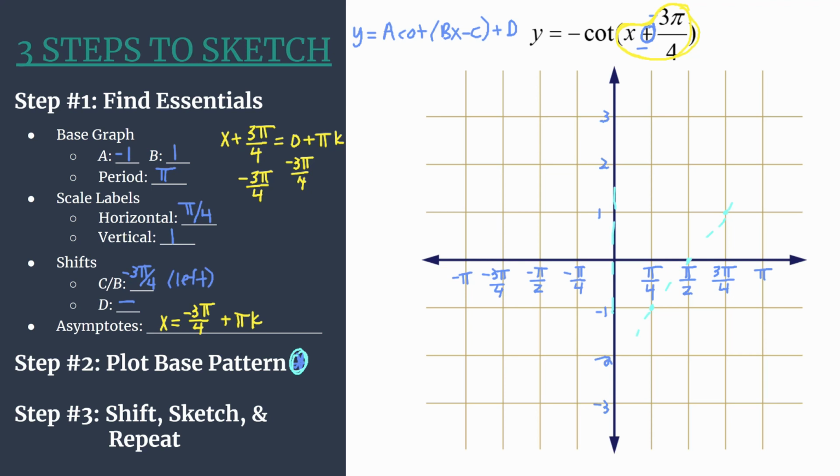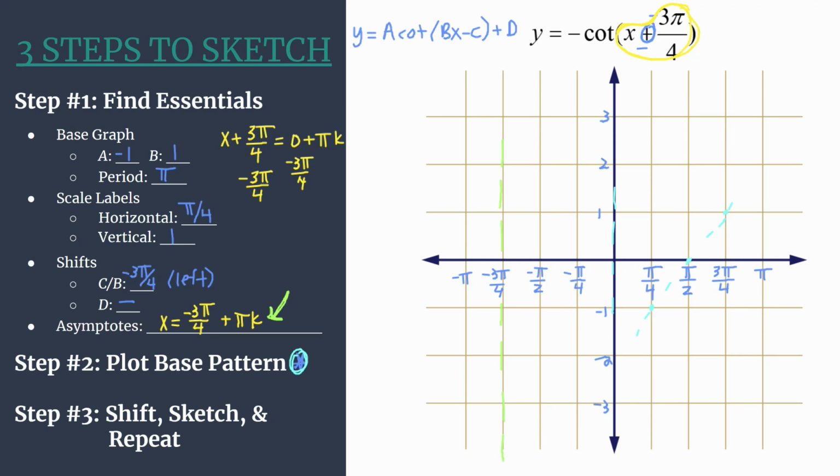So we'll take each of the pieces of our base pattern, and all we have here is a phase shift of left 3 pi over 4. That's 3 horizontal grid units. So move each piece of the base pattern left 3 pi over 4. So move that vertical asymptote left 3 pi over 4, and look, it falls on what we talked about earlier. When k is 0 from our asymptotes equation, we should have an asymptote at negative 3 pi over 4. So everything is connecting and falling into place.